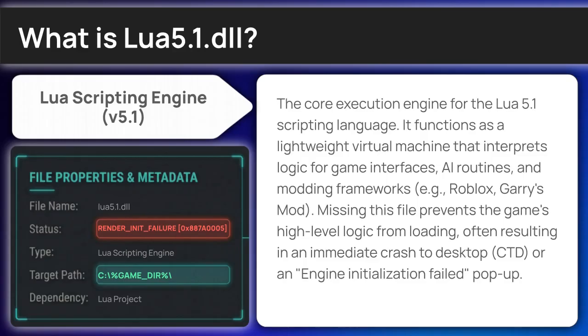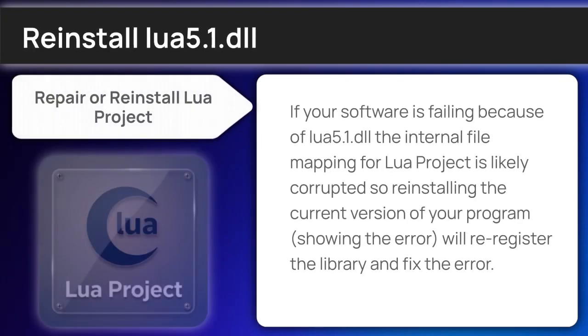Let's get to work. We'll start with the most common fix for this specific error. If your software is failing because of the Lua 5.1 Engine DLL, the internal file mapping for the Lua project is likely corrupted. So reinstalling the current version of your program showing the error will re-register the library and fix the error.